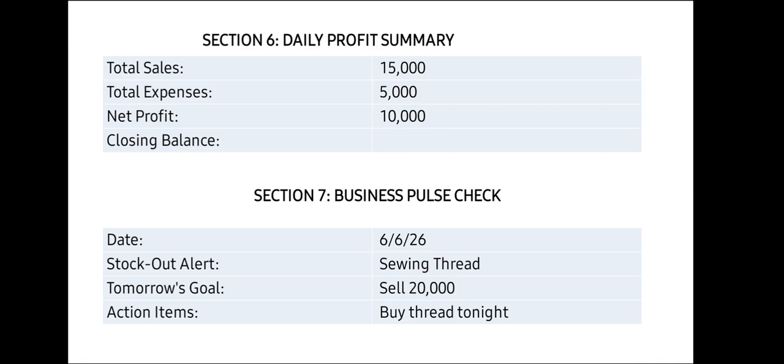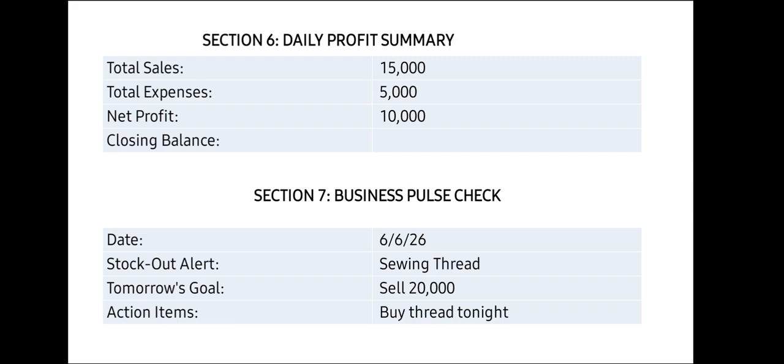And your action will be to buy thread tonight. So you can see that you have checked for your stock out, and currently I don't really have much sewing thread. So I need to buy more. And your goal is that tomorrow you intend to make 20,000 naira. Now the action is what? For you to buy thread tonight.